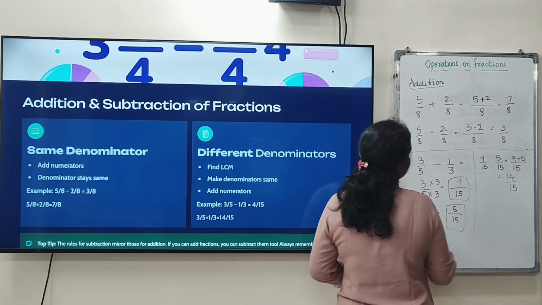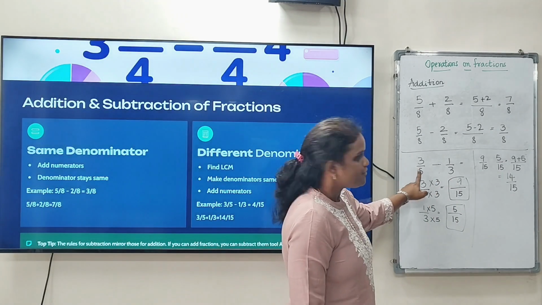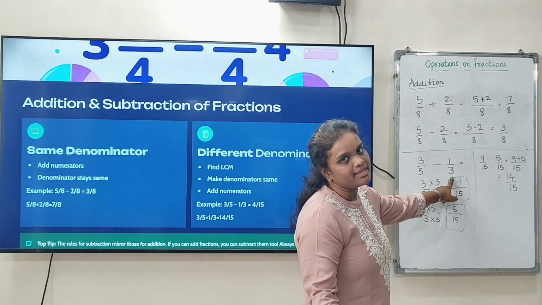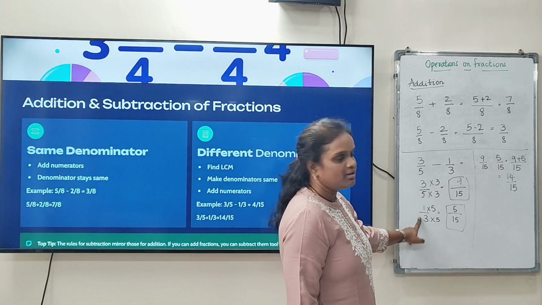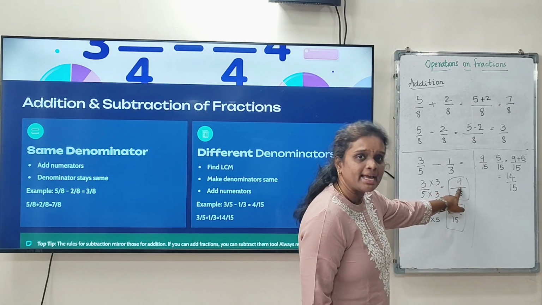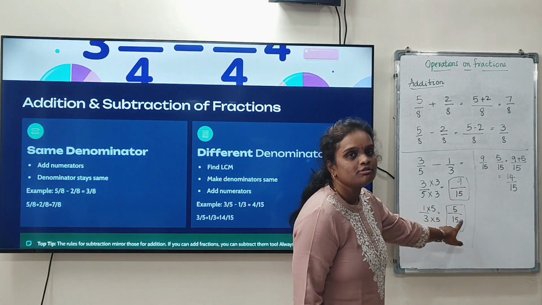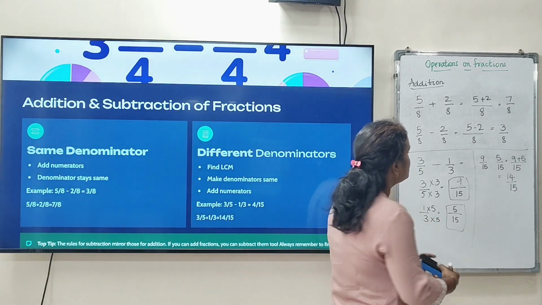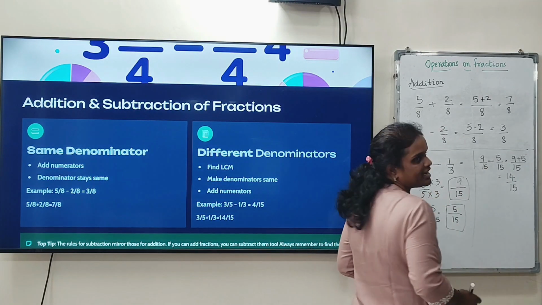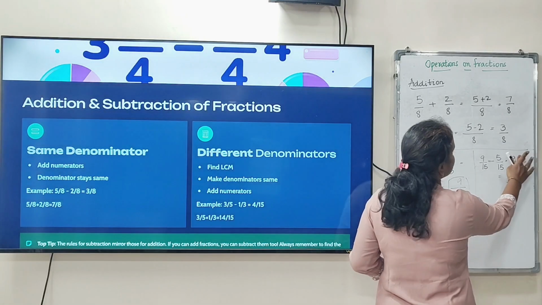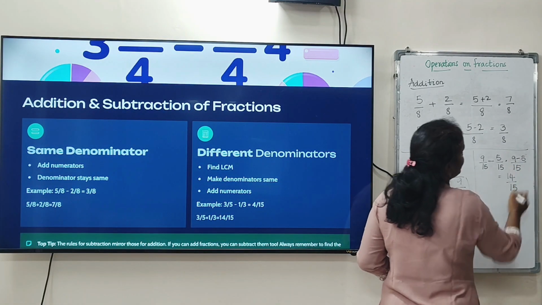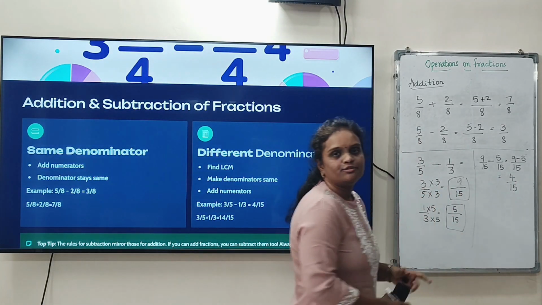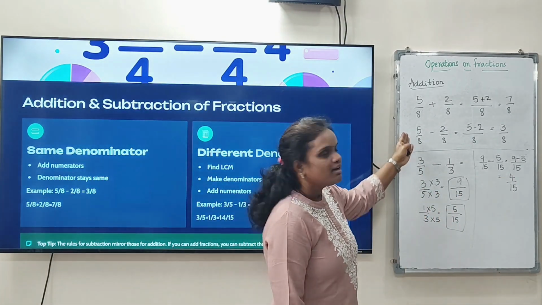Simple. 3 by 5 minus 1 by 3. Again, I have to convert these two into same denominators. How do I do that? I will take the LCM and follow the same steps. 3 by 5 has turned into 9 by 15. 1 by 3 has turned into 5 by 15. Now that both fractions have the same denominator, I will simply subtract them. Keep the denominator same, subtract the numerators. What is 9 minus 5? It is 4. 4 by 15. I hope you understood.